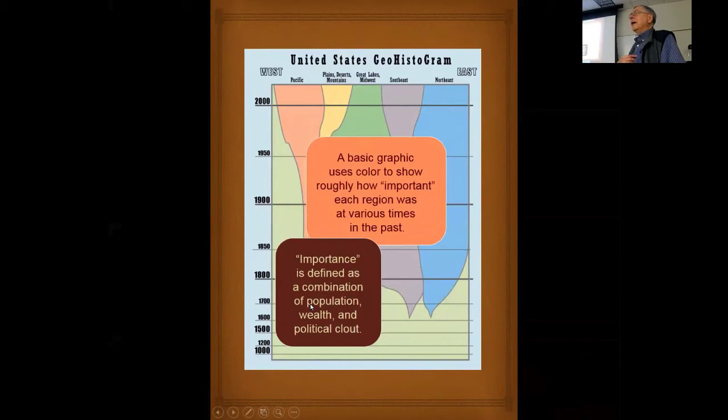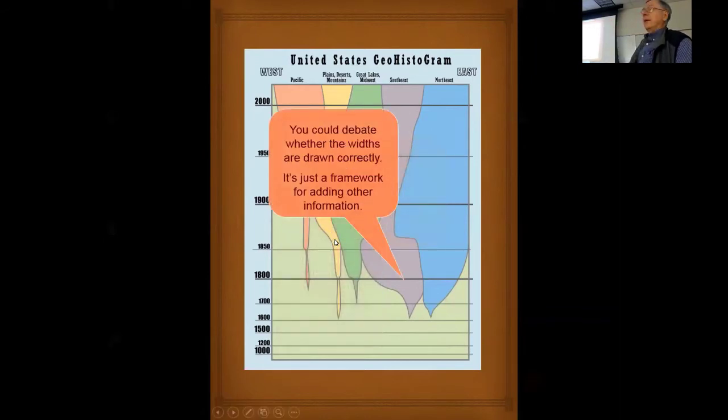Importance is defined as a combination of population, wealth, and political clout. And it actually is a pretty sophisticated mathematical equation. You don't want to see the equation. But it is the population, and it is what the Census Bureau said was the average income, and it is the number of representatives that they've had times the number of years each representative had been in their position, because we know that places that have had representatives there for a longer time have more chairmanships and things like that. There is an equation underlying the widths, but you could spend all day debating it.